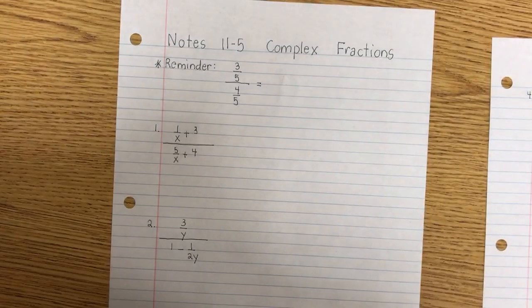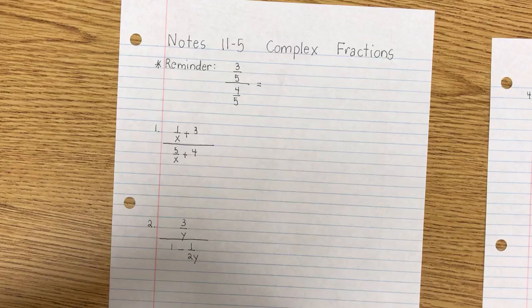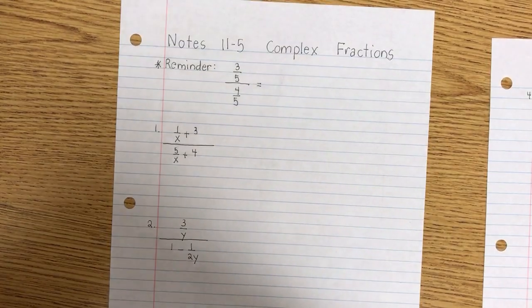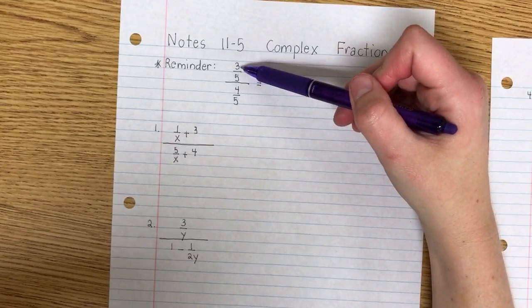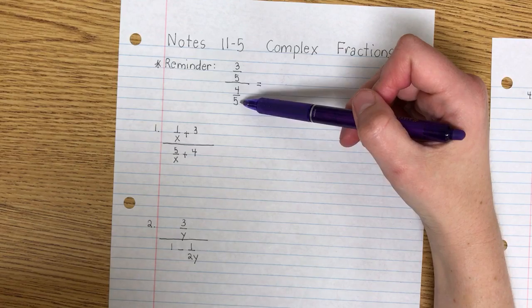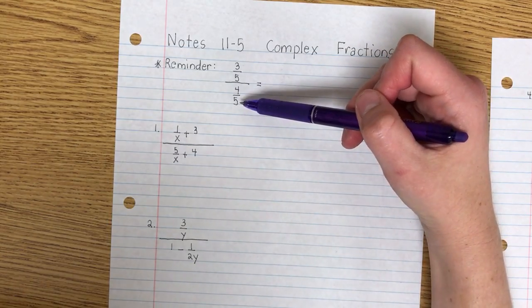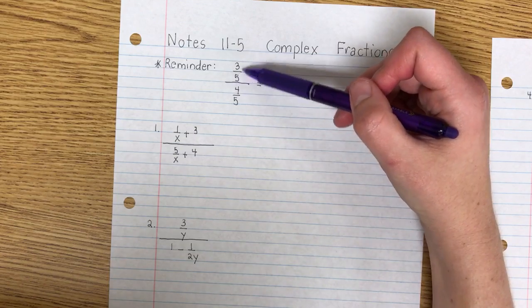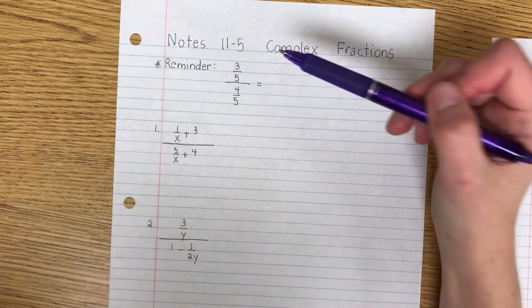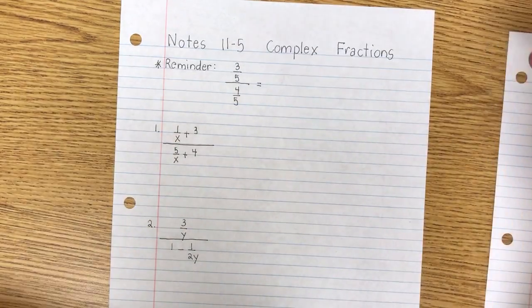All right, today we're looking at notes 11-5, complex fractions. So this is a pretty fun lesson, one of my favorites. All right, so I want to remind you, if you've got something like 3/5 over 4/5, remember in math it's not legal to have a fraction over a fraction. So this here means you're dividing 3/5 by 4/5, and also remember something we've talked about recently.